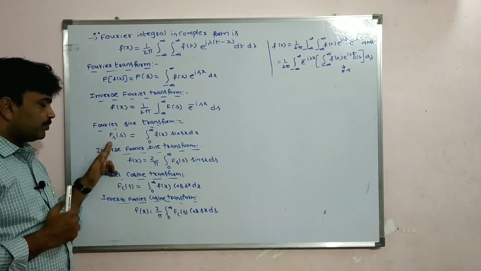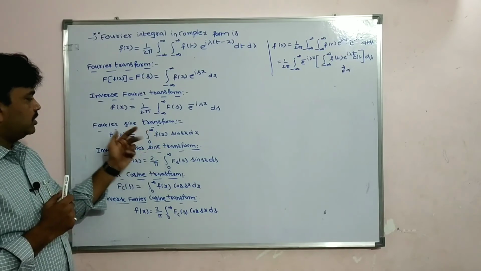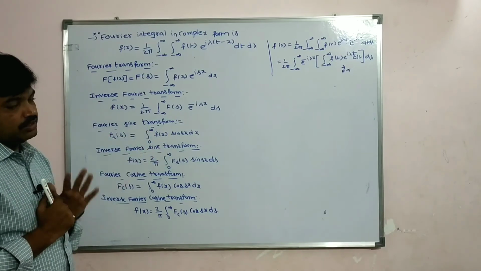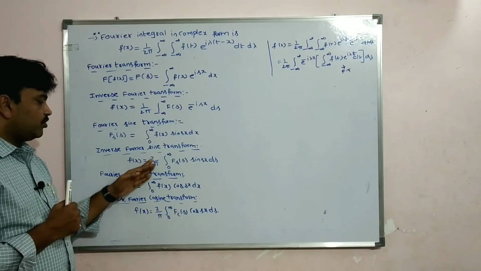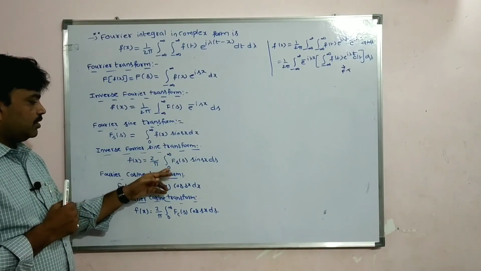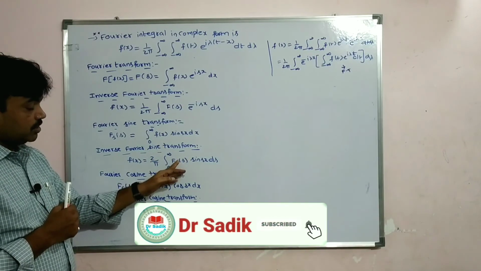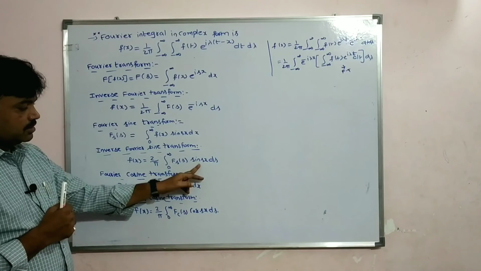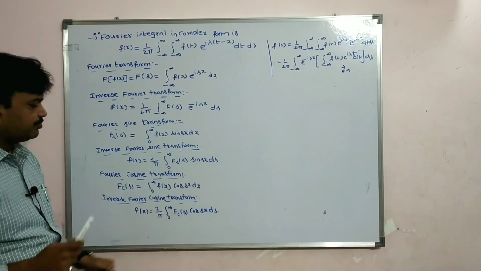Fourier sine transform, students. It is denoted by Fs of s, equal to integral 0 to infinity f of x, sine means we get sin sx dx. Inverse means, students, f of x is equal to, we have an extra term, students, 2 by pi integral 0 to infinity Fs of s sin sx. This time, ds. Inverse means we get ds.